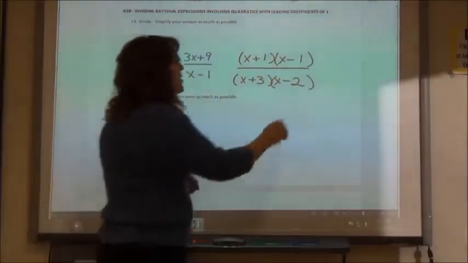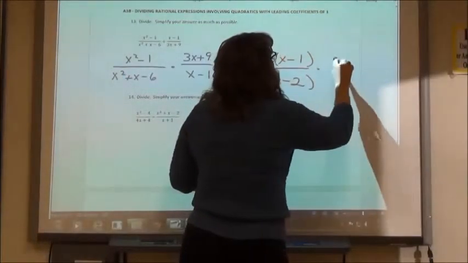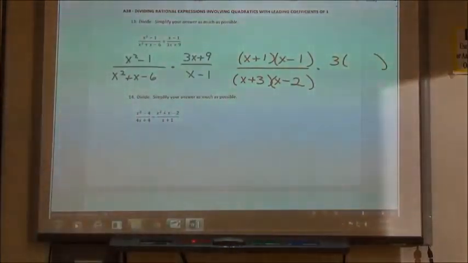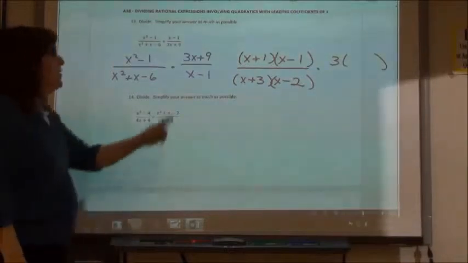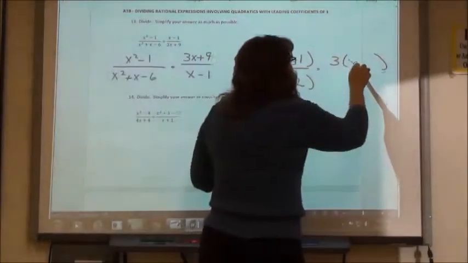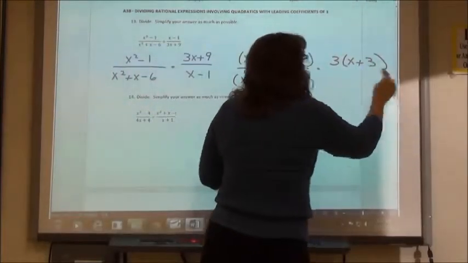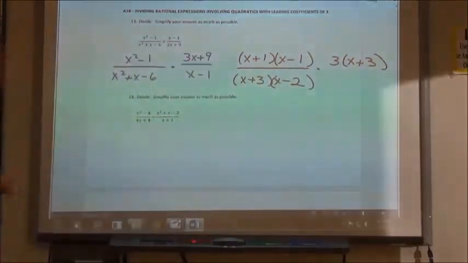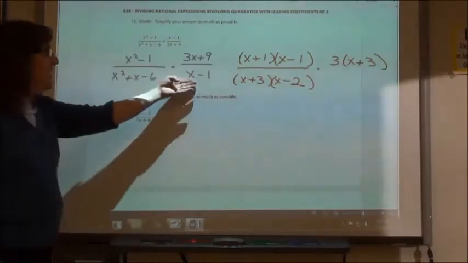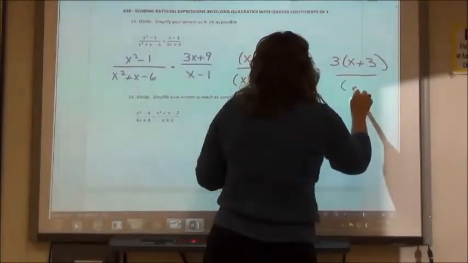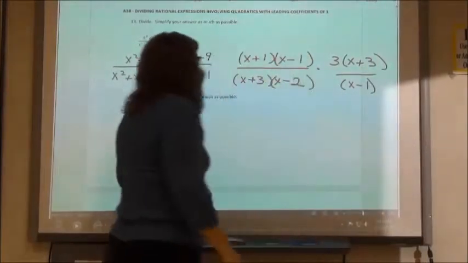Top of the next fraction. I hopefully recognize I have a greatest common factor of 3 that I'm going to divide out of each of those. 3x divided by 3 is a plain x. 9 divided by 3 is 3. Bottom doesn't have a squared, doesn't have a greatest common factor. I'm just going to leave that one alone as my x minus 1.